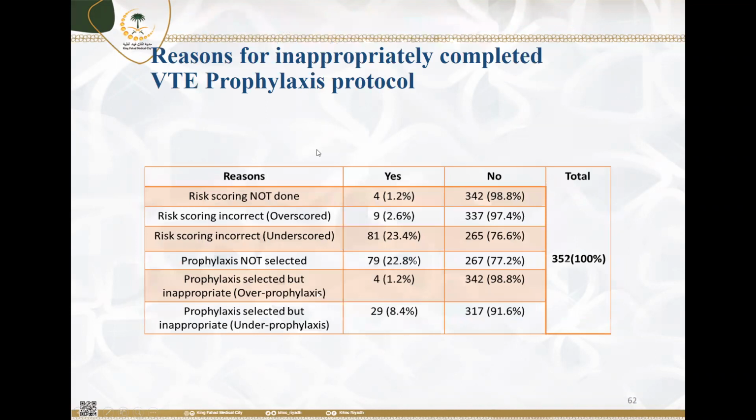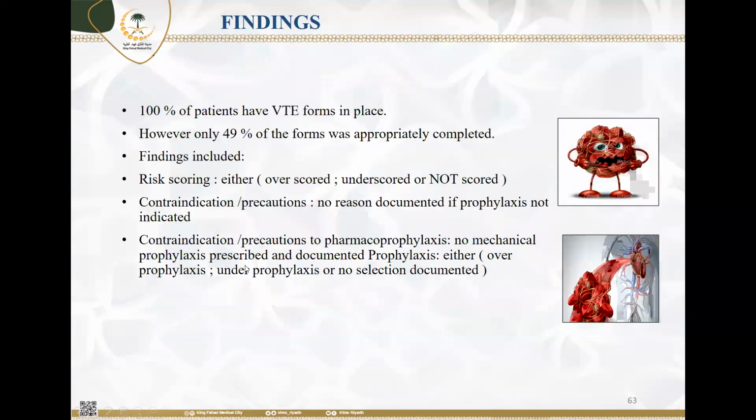What is missing? What we call inappropriately completed. Risk scoring is most commonly not done. Very important: risk scoring not done, not checked, or risk scoring incorrect, either overscored or underscored. If the risk factor is selected, then the prophylaxis is not selected, or prophylaxis is selected but inappropriate. All these we are auditing. That's why we don't only just fill the form and that's it. We have to be meticulous to identify the gap.